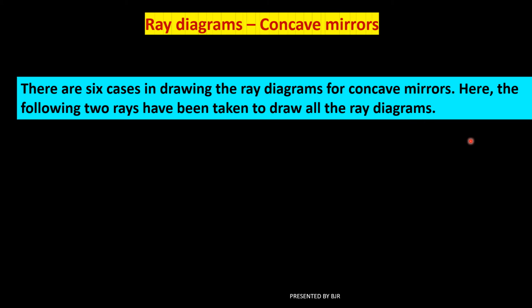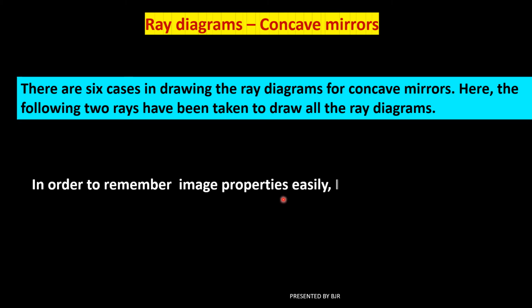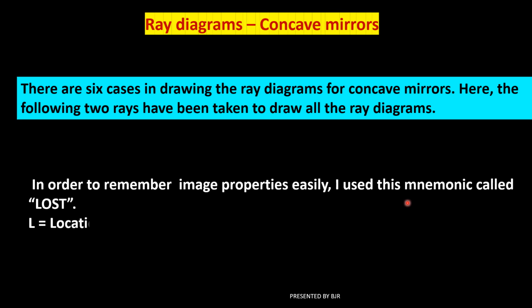To remember the order of the properties easily, here is a mnemonic. In each case, in order to remember image properties easily, I used this mnemonic called LOST, L-O-S-T. L means location, O means orientation, S means size, T means type.